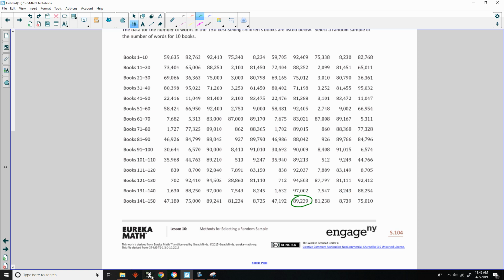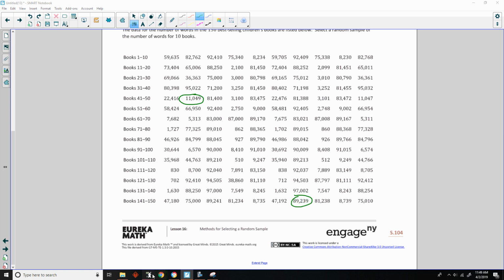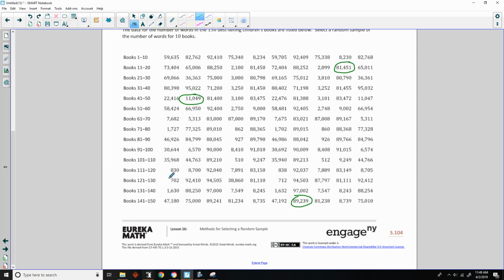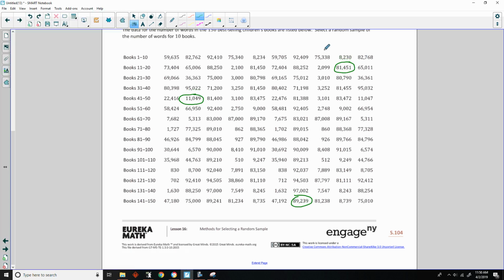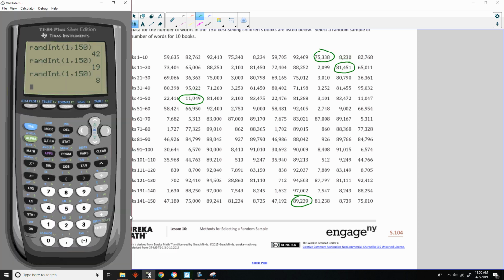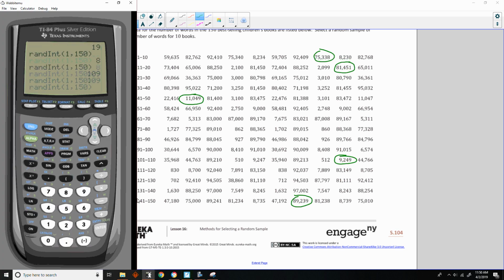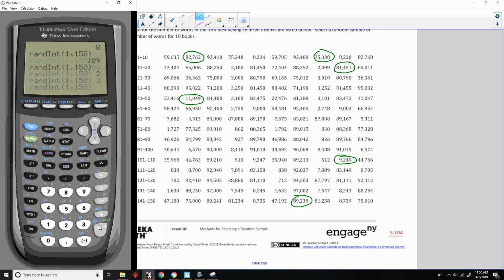Hit enter. 42 is right here. Hit enter. 42 again, so don't count the same book twice. 19, which is right here. So there's 3. And hit enter. 8 is right here. Hit enter. 109 is right here. And hit enter. Oops. Enter. 2 is 1, 2 right here. Hit enter. 64. 1, 2, 3, 64 is this one.